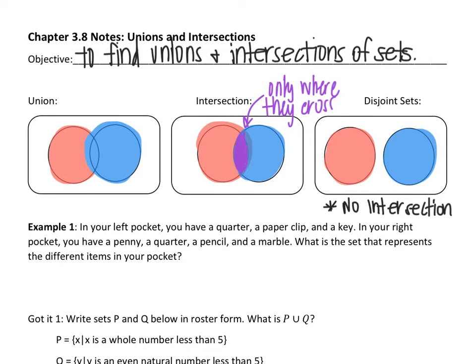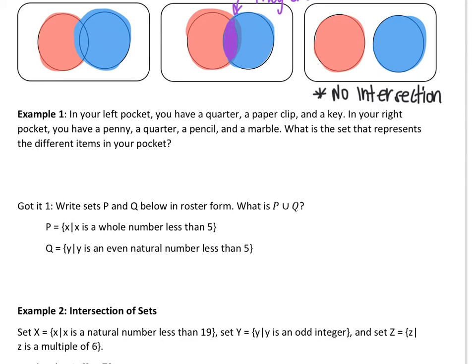Okay, example 1. In your left pocket, you have a quarter, a paper clip, and a key. In your right pocket, you have a penny, a quarter, a pencil, and a marble. What is the set that represents the different items in your pocket? So pocket P is the set, and you're going to list everything that's in your pocket. You have a quarter, a paper clip, and a key.